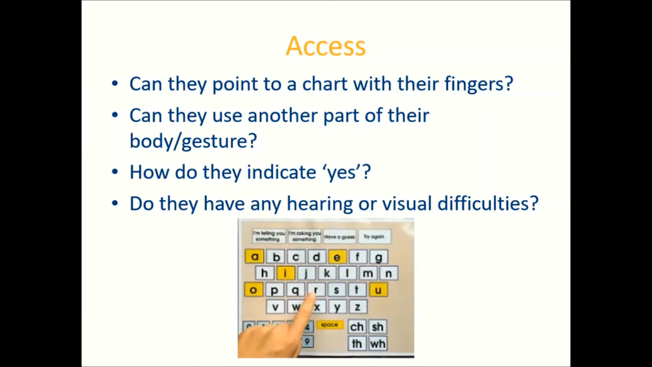It's also important to know how your client indicates yes non-verbally. Really, any kind of gesture is fine as long as it's universally agreed and everybody knows it and it's documented. So some people look up for yes. It might be a slight head nod. They might be raising one of their arms for yes. Just make sure it's established, it's reliable, and it's written down so everyone can see it. And lastly, you need to know if your client has any hearing or visual difficulties, because that's going to impact on how you design the chart.